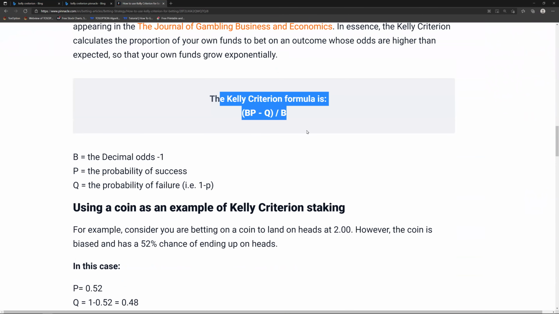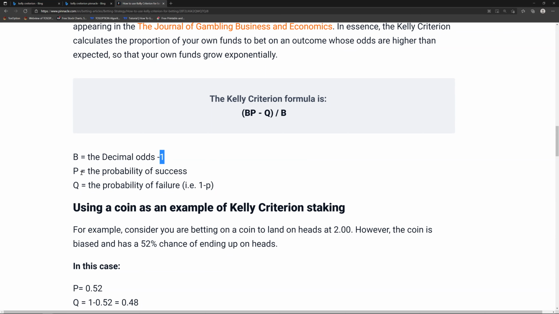Basically it comes down to this formula. Decimal odds is the letter B. If you don't know, the decimal odds is basically the return on your investment when you risk one. For example, if the decimal odds is 2, then 2 minus 1, there's that 1 right here, is 1. That means you risk 1 to make 1. That's 100% profit. So decimal odds of 2.0 is 100% profit. That's letter B.